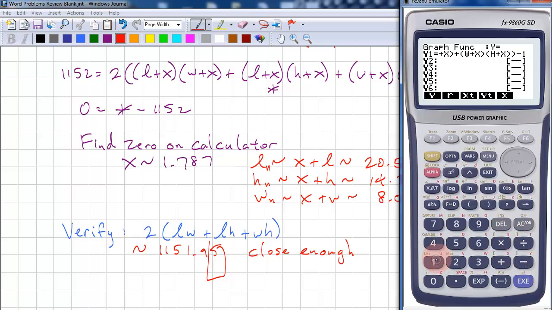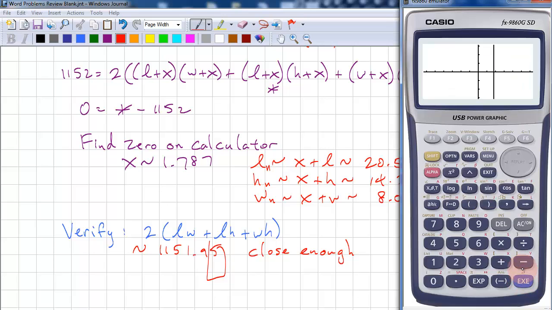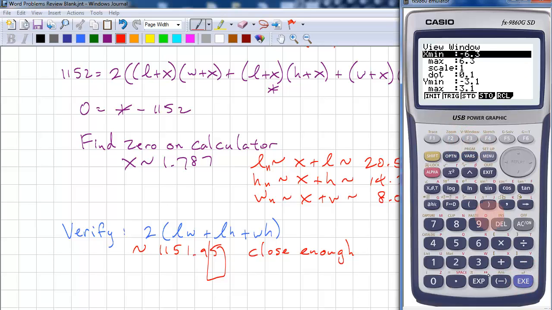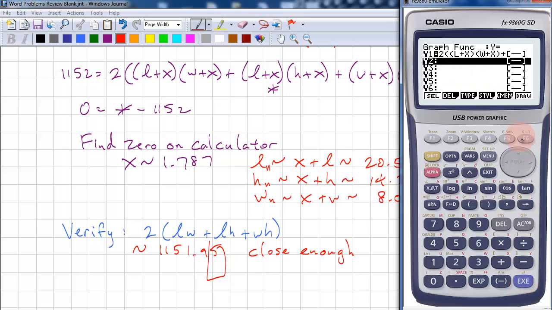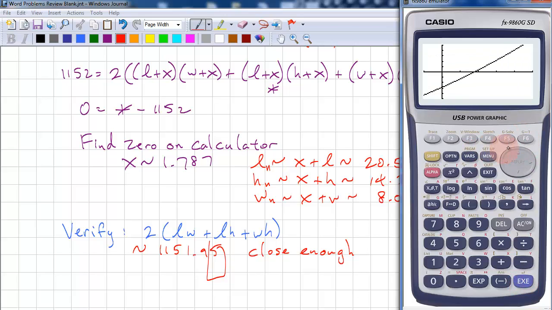And don't forget the minus 1152. And graph. And let's set the window. -1.5 is good. -500 to 500. And you might want to set the scale to 100 so you don't get a thick black line in the middle. And we press G-Solve, and we're solving for the root, and we get our answer.